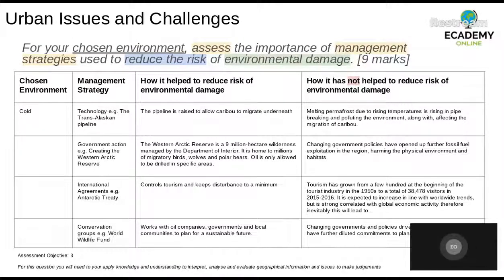So take the time to not just look at one side of it, how it does help to reduce, because remember, it's saying assess the importance of management strategies. It's telling you to say, okay, this is a way of reducing it, but however, there are going to be circumstances in which this may not be possible. So it's very, very important that you focus on both sides of the argument, not just on talking about how that does reduce environmental damage.